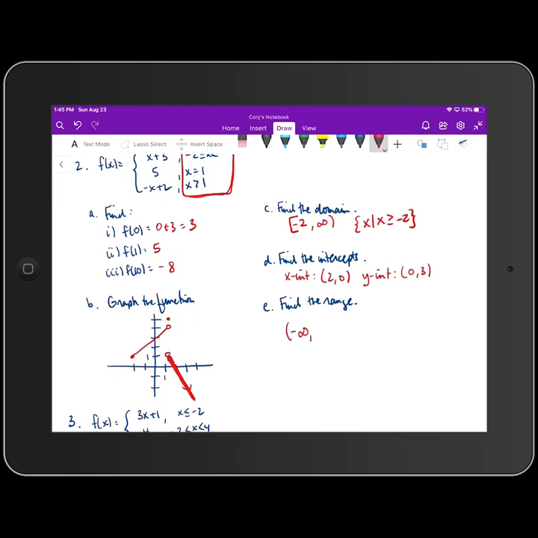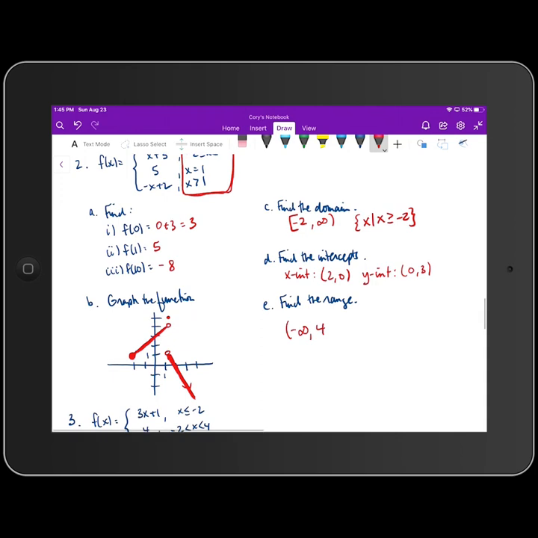But when we look over here at this point, there's a point on our graph at y is equal to 1. And all of the y values are going to get covered up until we get to the y value of 4. Okay, but since y is equal to 4 is not on the graph of our function, we have to use a parenthesis to open that interval.